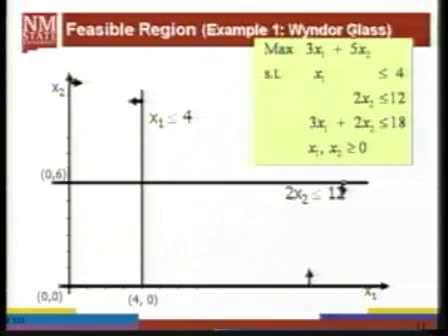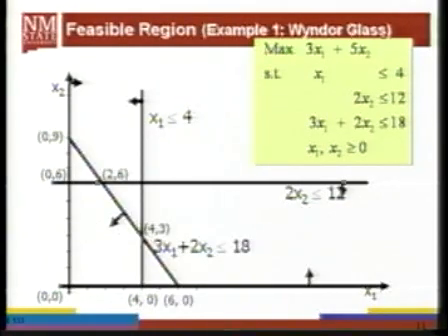Likewise, the restriction 2x2 less than or equal to 12 implies the line 2x2 equals 12 should be added to the boundary of the permissible region, right? And another restriction, 3x1 plus 2x2 less than or equal to 18, is added to complete the boundary of the feasible region.